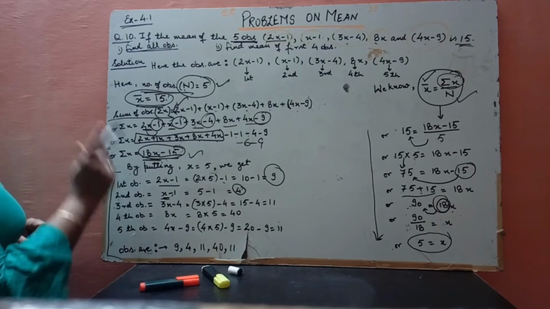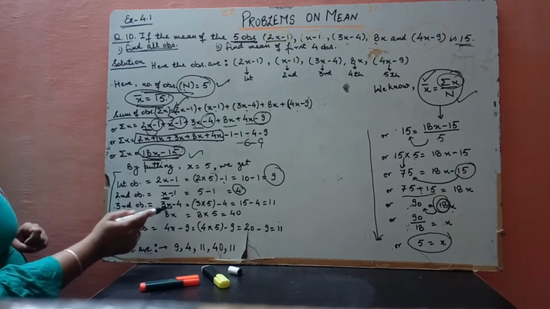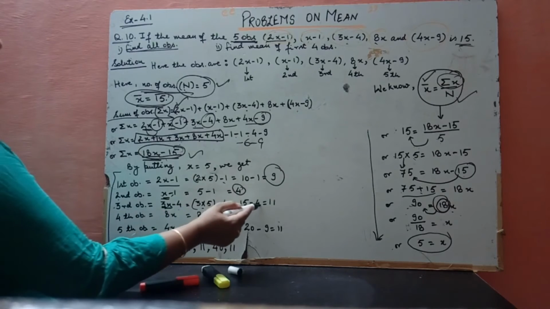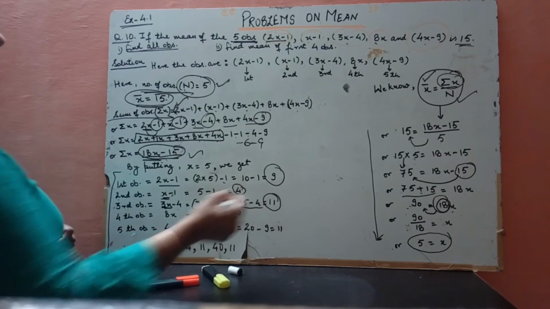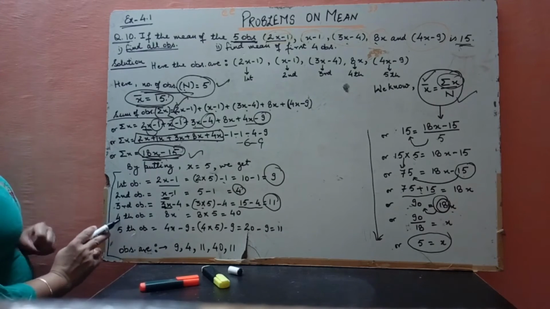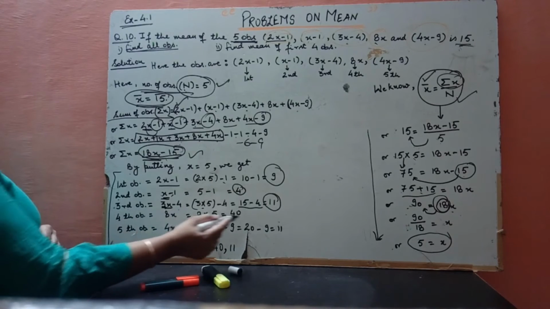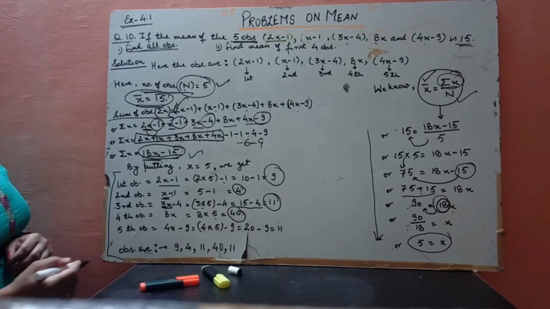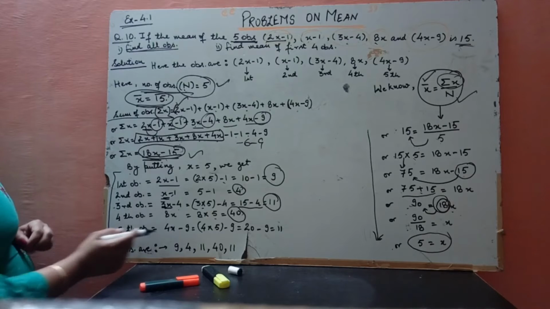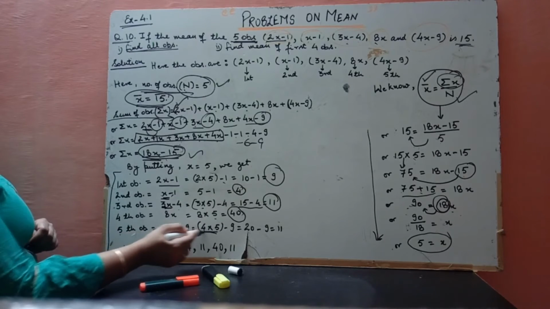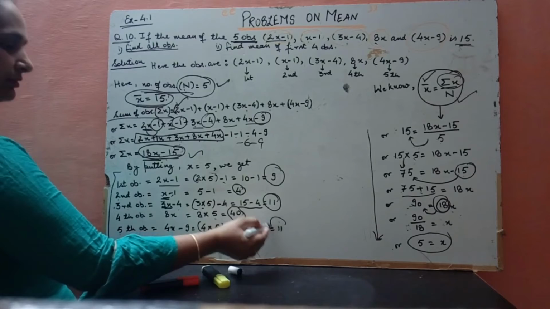Third observation, 3x minus 4. So 3 5s are 15 minus 4. 15 minus 4 is equal to 11. This is the third observation. Fourth observation is 8x. 8 5s are 40. This is our fourth observation. Fifth observation is 4x minus 9. 4 5s are 20 minus 9, 11.